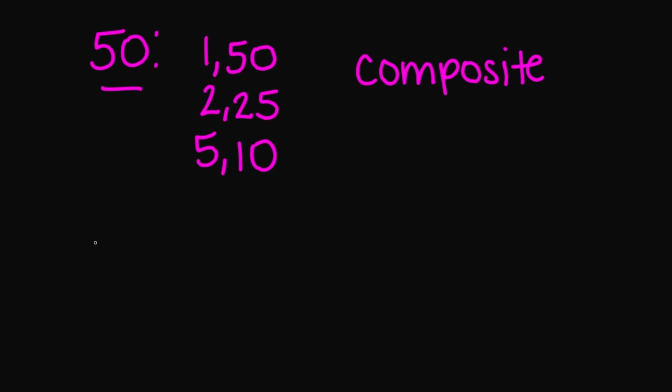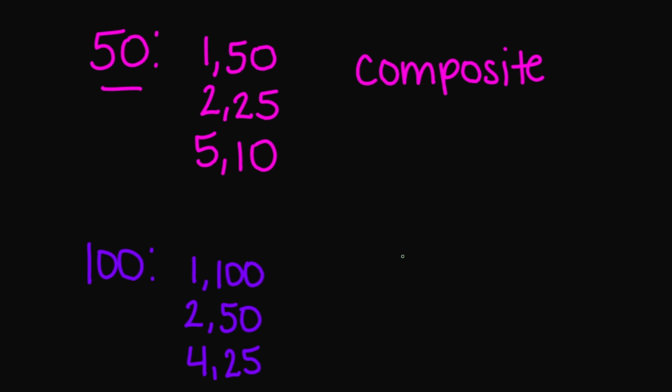Okay, and let's try one more. Let's try the number 100. What are the factors of 100? So first, we know for a fact we have 1 times 100, that's going to give me 100. 2 times 50 when multiplied together will give me 100. We also have 4 times 25, which will give me 100. 5 times 20 will give me 100. And then we have 10 times 10. Can't forget about the 10. So 10 times 10 will also give me 100. Okay, so remember, if you have 2 numbers like this, you can just write it one time. So because I have more than 2 factors, the number 100 is a composite number.